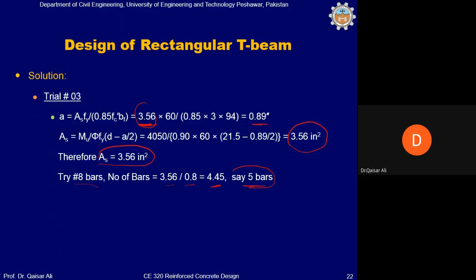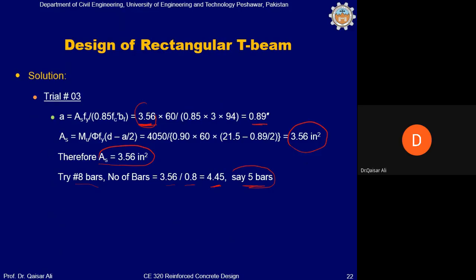This is the procedure of a T beam design, in which first small a will be assumed equal to the slab thickness, and then As will be calculated based on this assumed a. Once As is calculated, it will be substituted in the equation a is equal to AsFy divided by 0.85 f'c bf. You should remember this bf, flange, but not bw. And a will be calculated, and this a will be compared with the assumed a in step number 1, which was equal to the slab thickness.